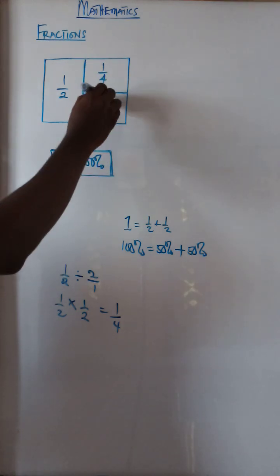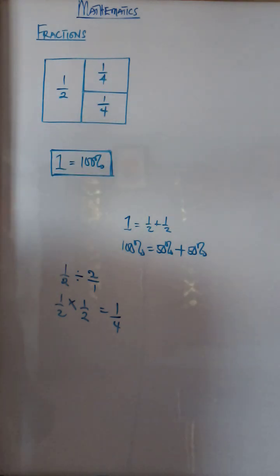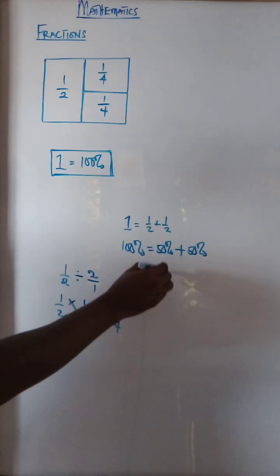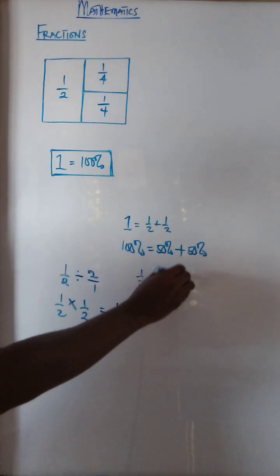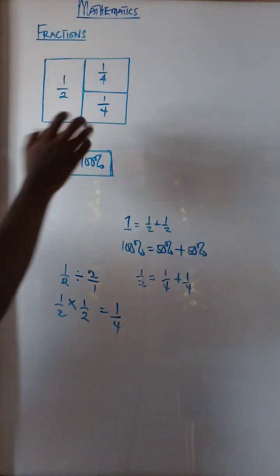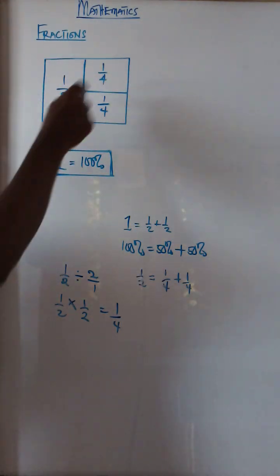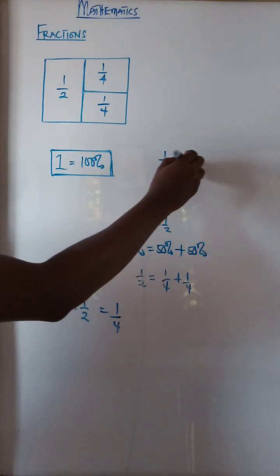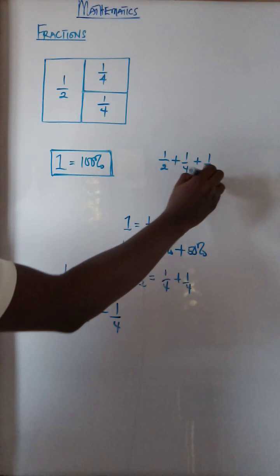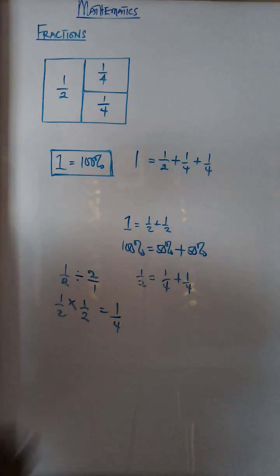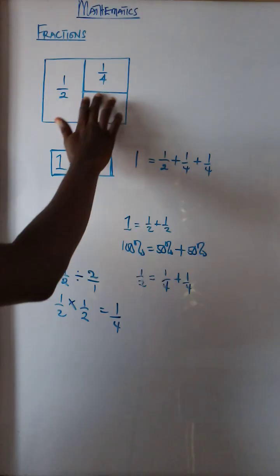A quarter, a quarter. So half is actually the addition of 2 quarters. 1 over 4 plus 1 over 4 will give us half. This whole box has 3 parts now. Part 1, 2, 3. If I add half and 1 over 4 plus 1 over 4, I must get 1. Right? Yes. Okay, let me take this part now and divide it into 2 again.